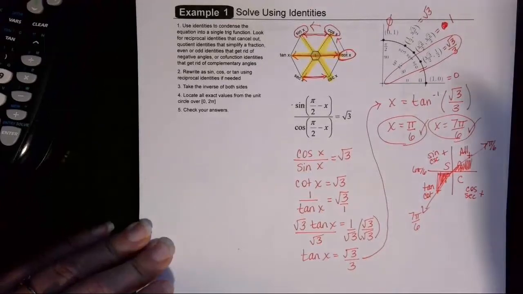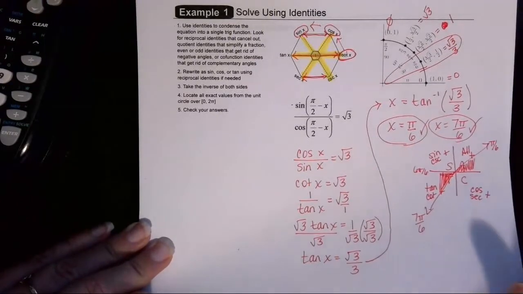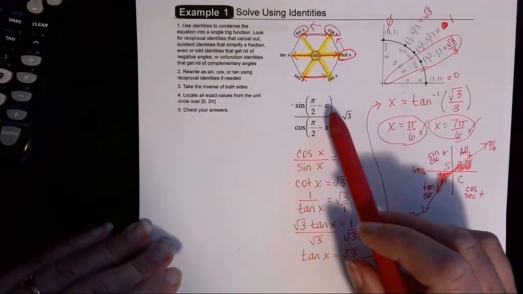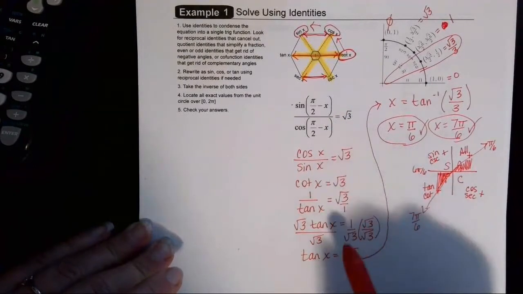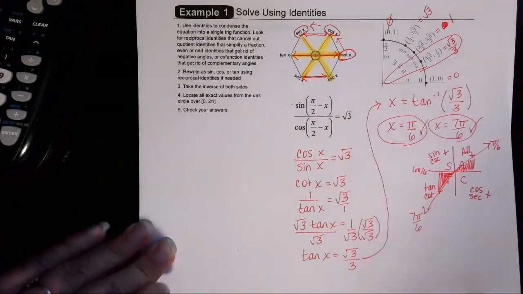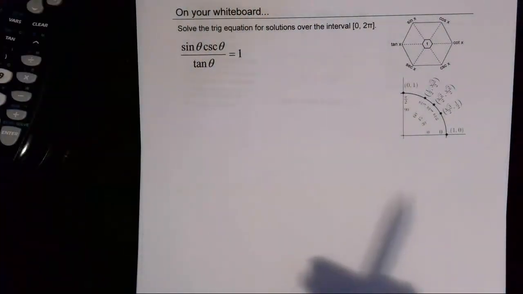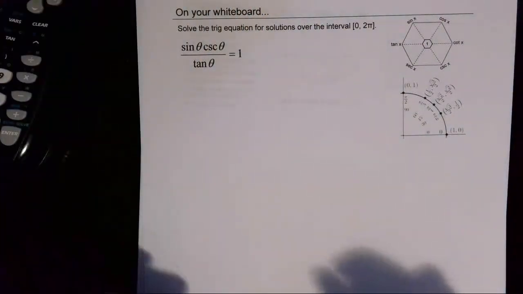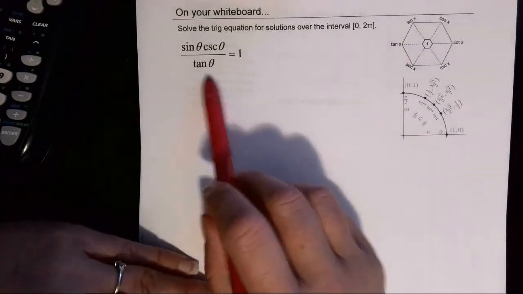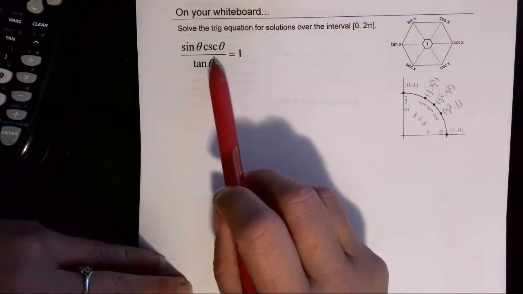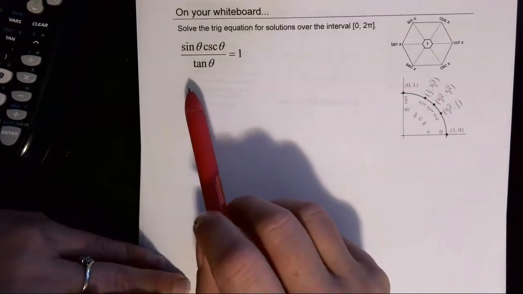Okay, in our first video in this series, we looked at example 1 and learned how to use trig identities. In this case, the cofunction identities, quotient identity, and a reciprocal identity in order to solve a trig equation. Now, to try another example of that, you were asked to try to solve this equation on your own. Sine of theta times cosecant of theta all divided by tangent of theta equals 1.